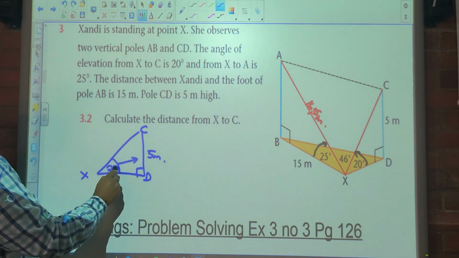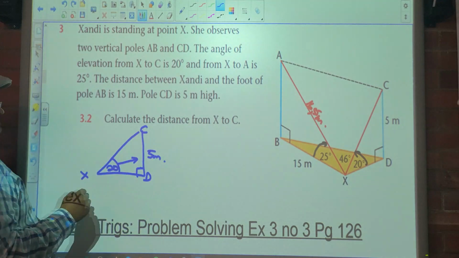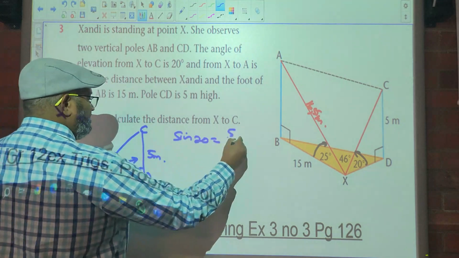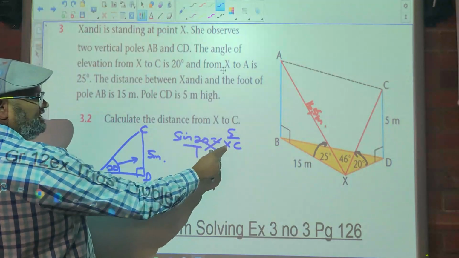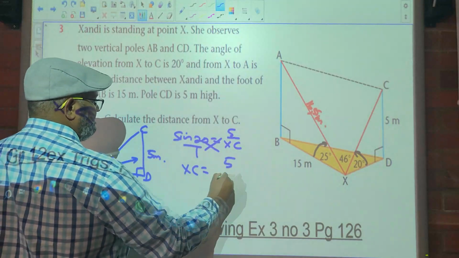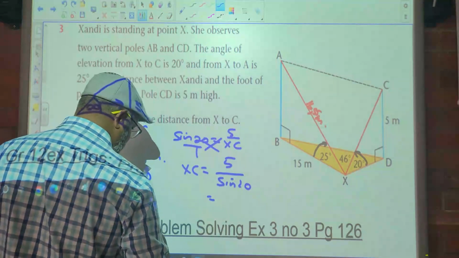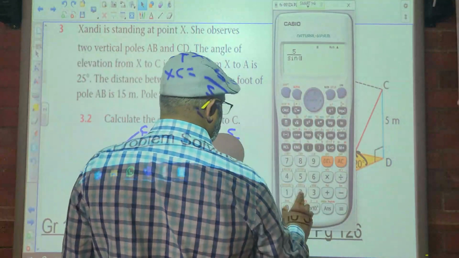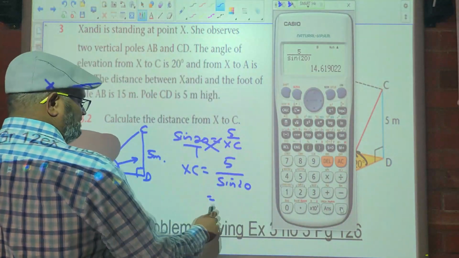So that is opposite and hypotenuse. Which trigonometric function uses opposite and hypotenuse? Sine. So sine 20 equals opposite, which is 5 over XC. So cross multiply, so XC sine 20 equals 5, divided by sine 20, so XC is equal to 5 over sine 20, which gives us 14,62.